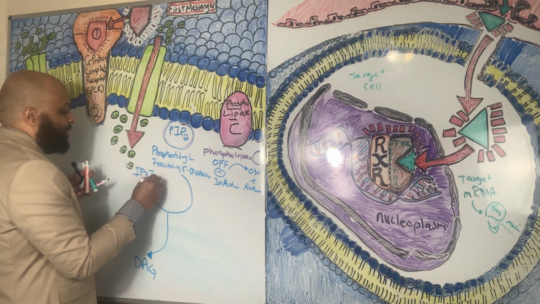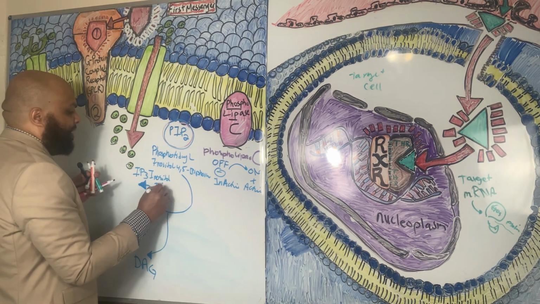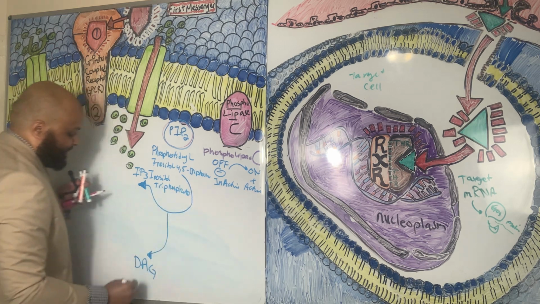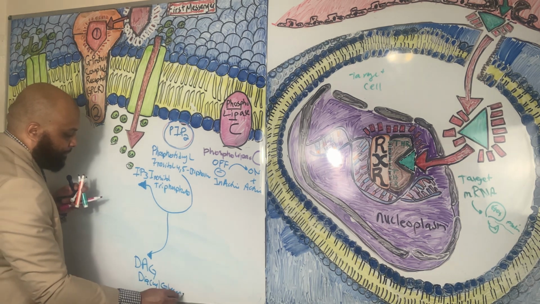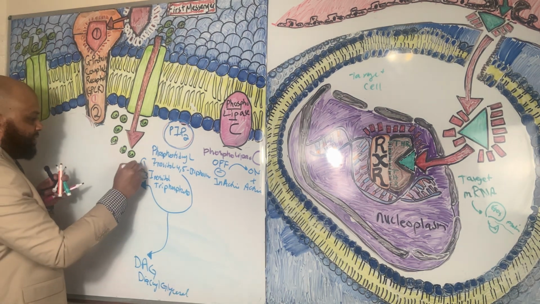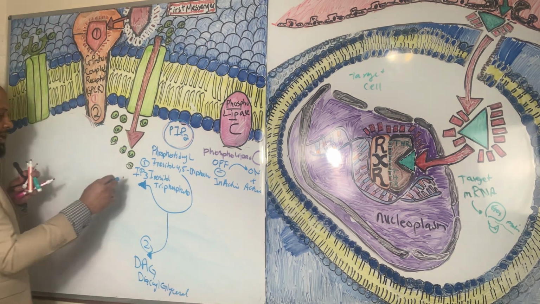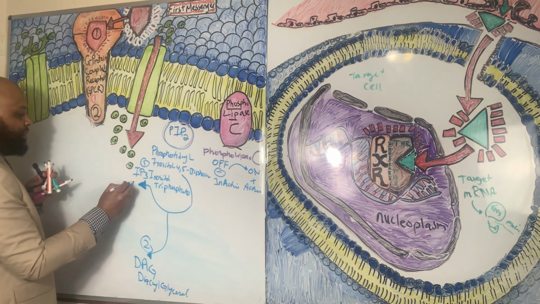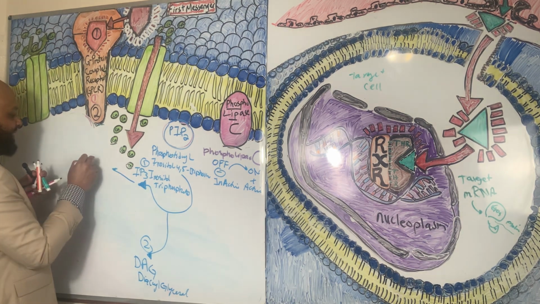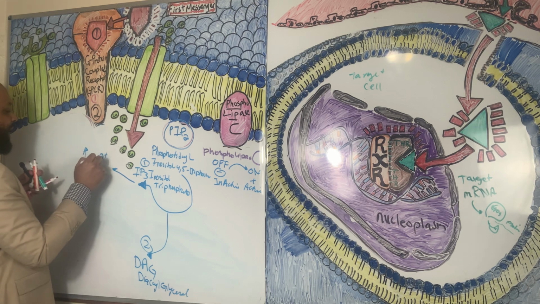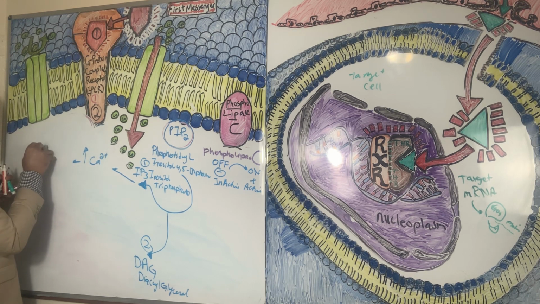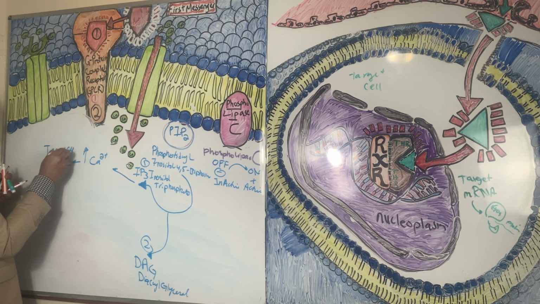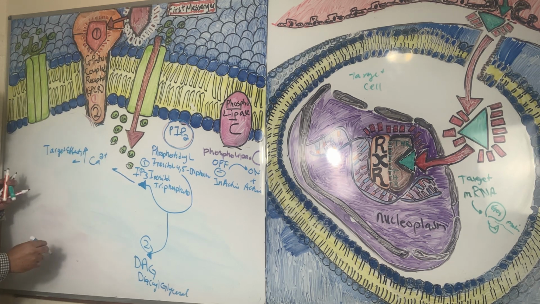IP3 stands for inositol triphosphate, and DAG, diacylglycerol, is the second product. Product number one, product number two. Product number one, inositol triphosphate, is going to give us some regulatory target effects, such as increasing intercellular calcium. And when we increase intercellular calcium, that is going to affect the permeability of the cells and is going to give us some smooth muscle contractions and other target effects that are mediated by the increase in calcium concentration.